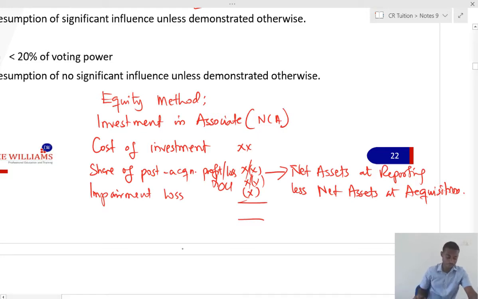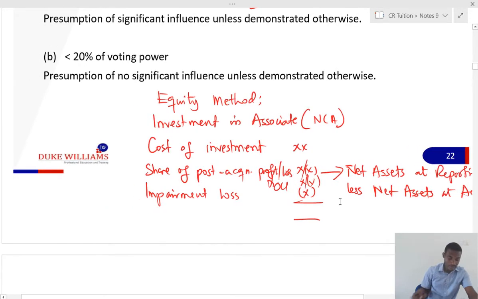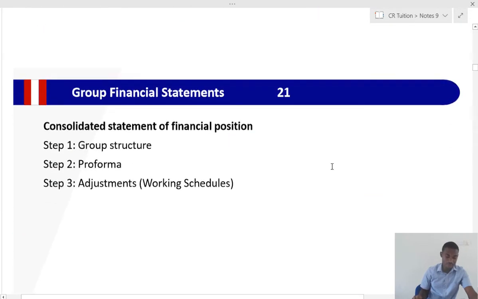Great. We're going to build on, starting with the consolidated financial position. What is the structure? What is the pro forma? And what are the working schedules required? Then we'll move on to the P&L, the consolidated P&L. Then we'll look at cash flow. Then we'll look at foreign subsidiary. So there's a long way to go to conclude on the consolidated financial statements.